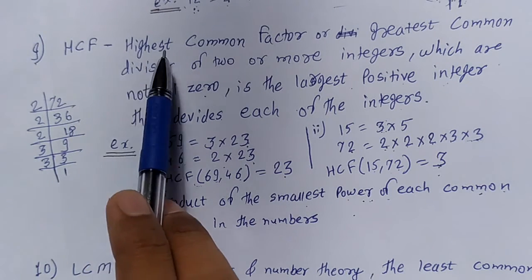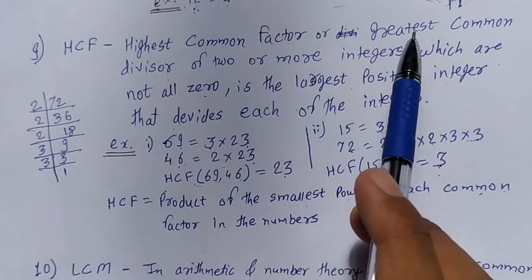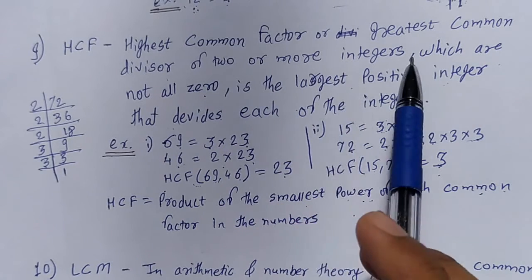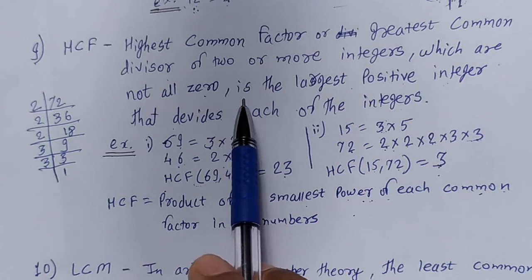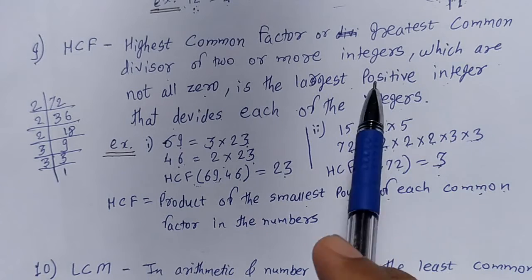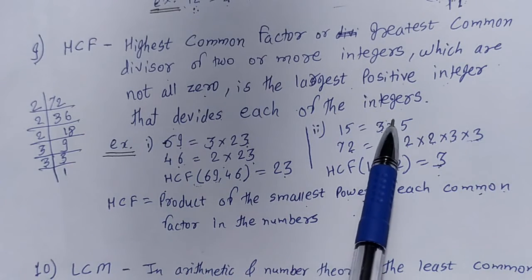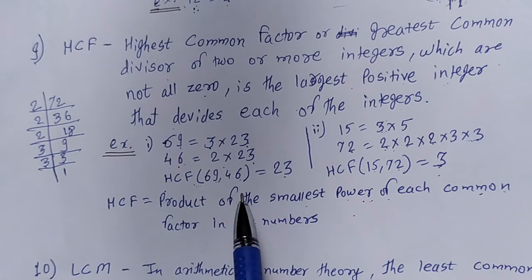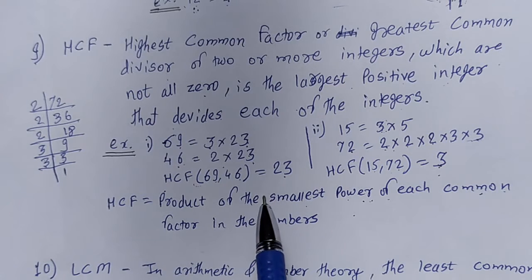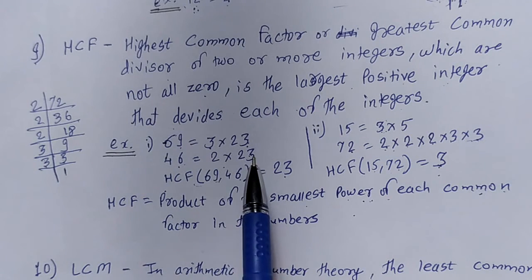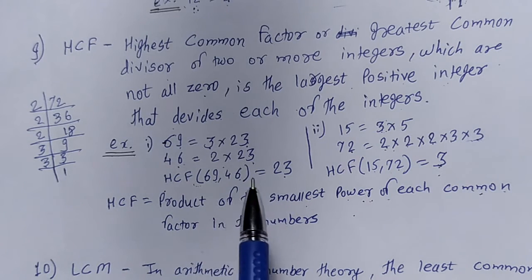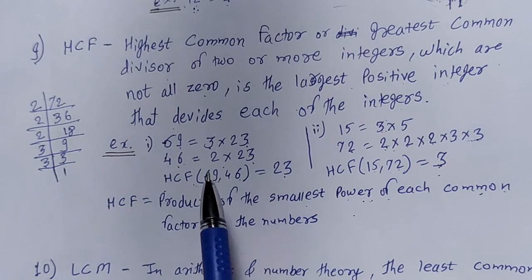HCF is nothing but the highest common factor or greatest common divisor of two or more integers which are not all zero. It is the largest positive integer that divides each of the integers. So when you are asked to find the HCF, we have to find the one single number which can divide each of the given numbers. That will be the HCF of the given numbers, and those numbers should not be all zero.